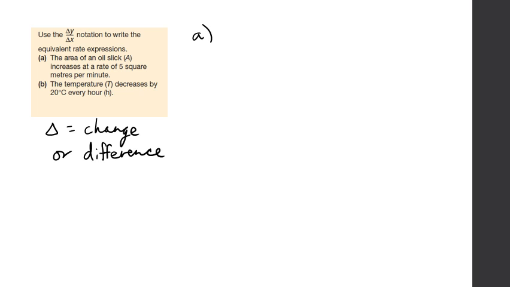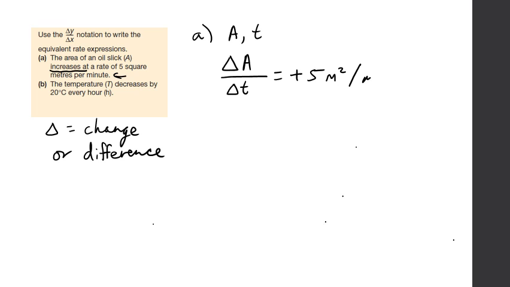So, this first question, for example, the area of an oil slick A increases at a rate of 5 square meters per minute. So what we need to do is we need to write out the two variables, which is A, and this is per minute, which means it's by time. So let's write out the notation first. It's going to be change of the area over the change in time. Now this says it's increasing right here, so let's just use a plus, and then it says 5 square meters, so meters squared, per minute, like so.